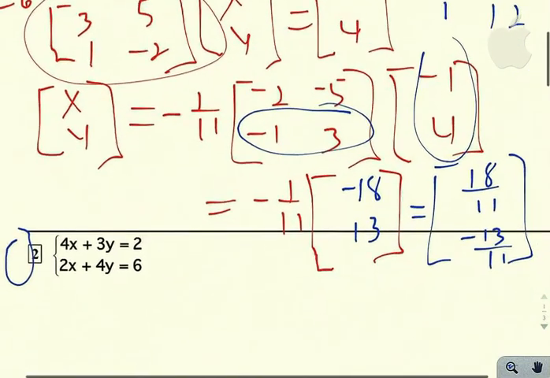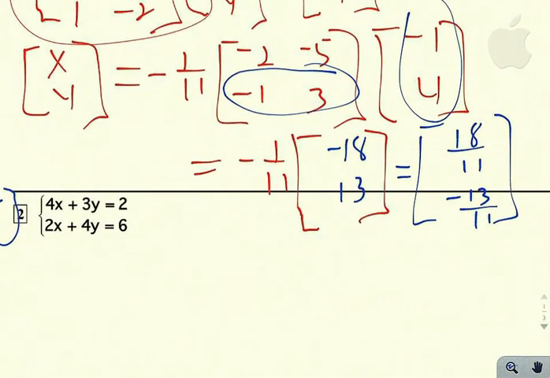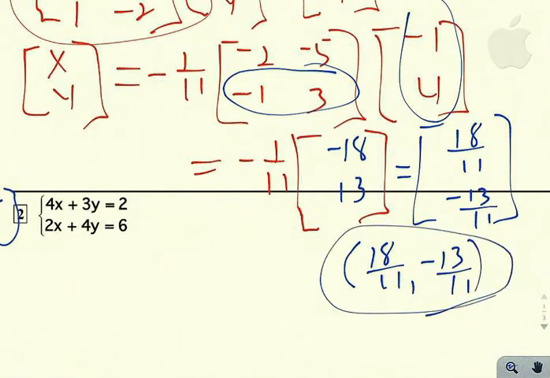Well, you're not quite done. Remember, we're solving a system. We're looking for the point of intersection. So it's 18/11 comma minus 13/11. That is the point of intersection.